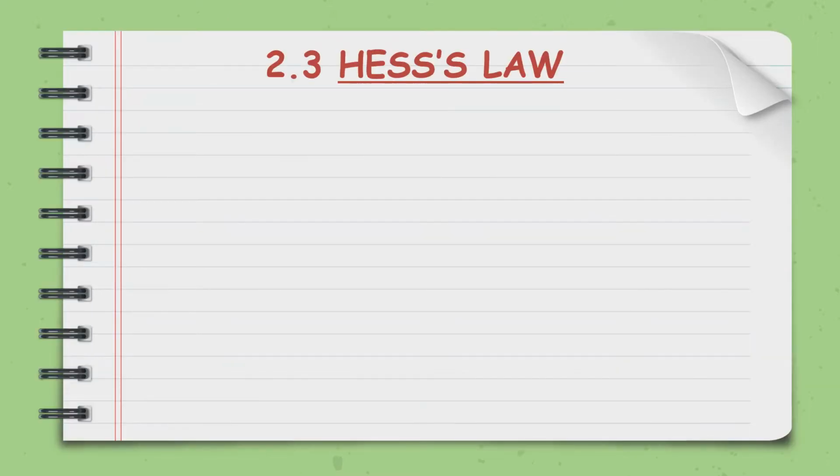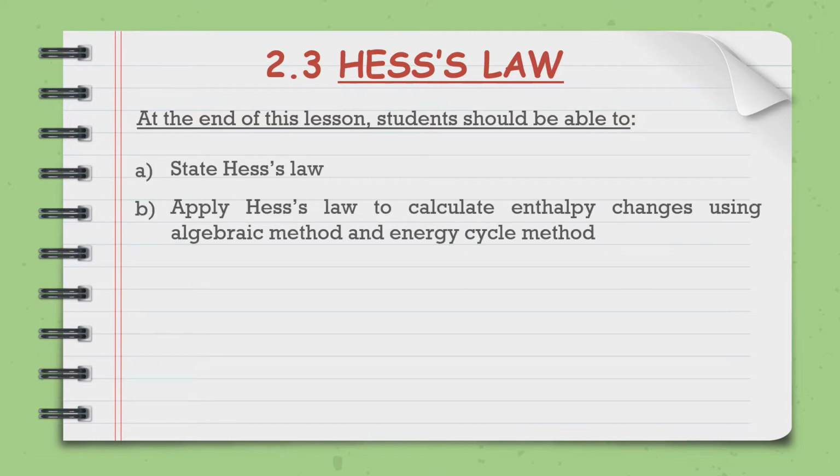Okay, we are still in 2.3 Hess's law and we still have the same learning outcome. In this video, I'm going to explain step by step the extra examples that I gave you. If you need guidance, you can play this video step by step, or if you just want to compare your answer, you can skip the steps and go straight to the answer. Okay, let's start now.